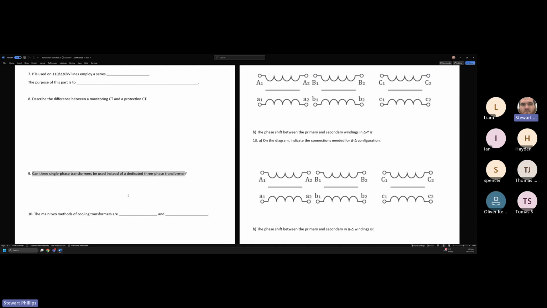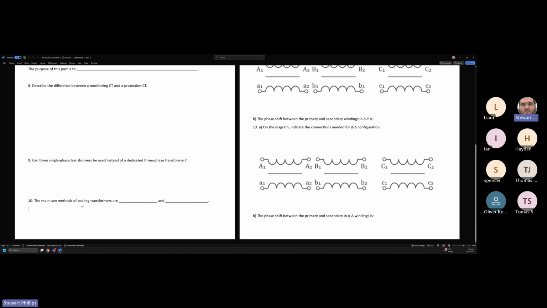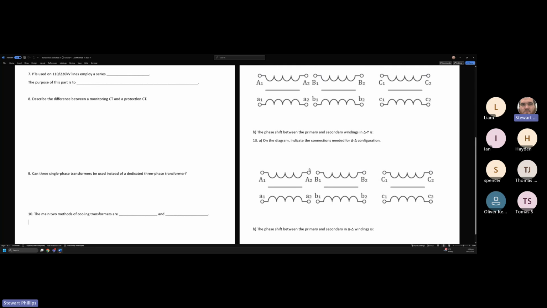But obviously it's less efficient having three single-phase transformers. Cool. So what are the main two methods of cooling transformers? The two main methods are oil and air. Most oil-filled transformers rely on natural air convection to help radiate that heat out. And then we also have forced air.